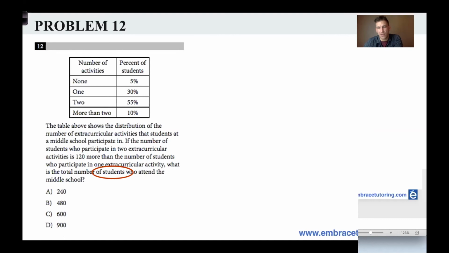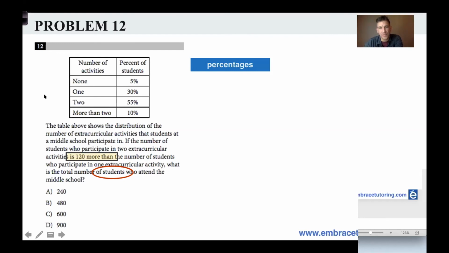I understand, and remember, nothing is really random. They always intentionally give you things so that you have enough information to solve the problem. That's the purpose of it, right? Everything is a tool on the SAT. And what they're giving you here is this: if the number of students who participate in 2 extracurricular activities is 120 more than the number of students who participate in 1 extracurricular activity. Now, that is telling you that the difference between them equals 120 students.